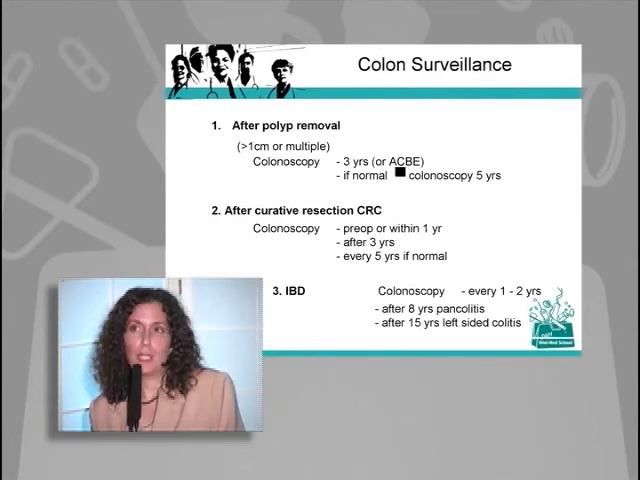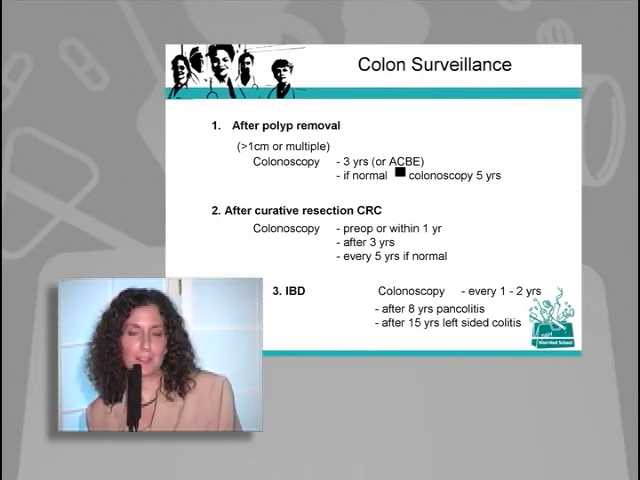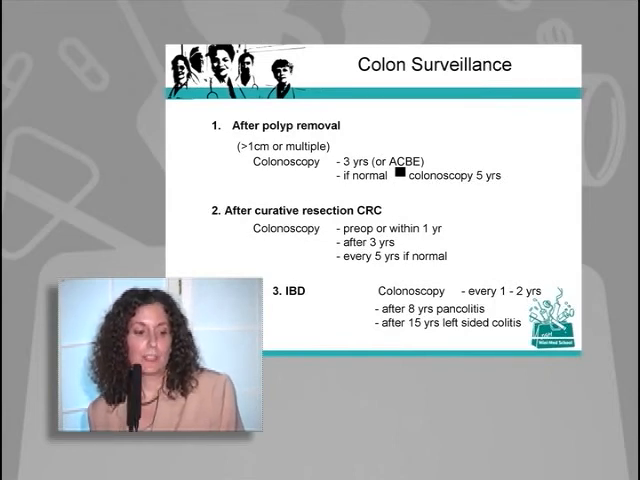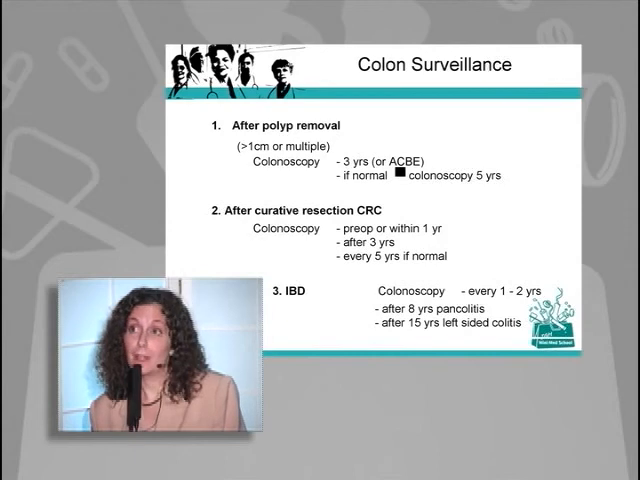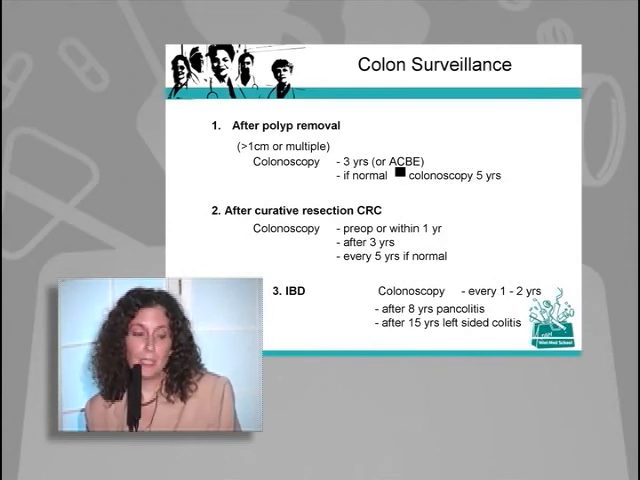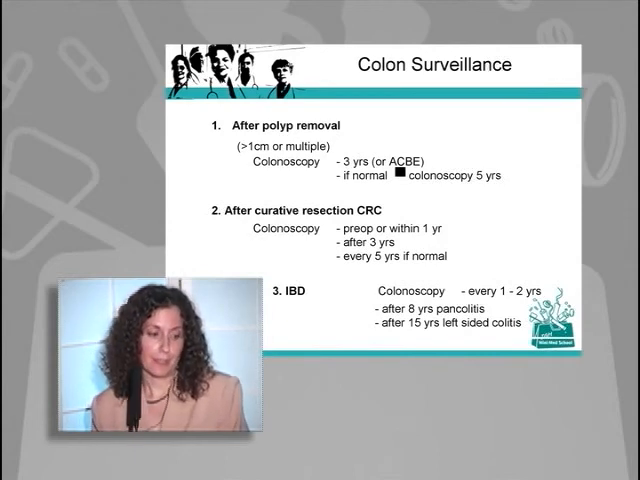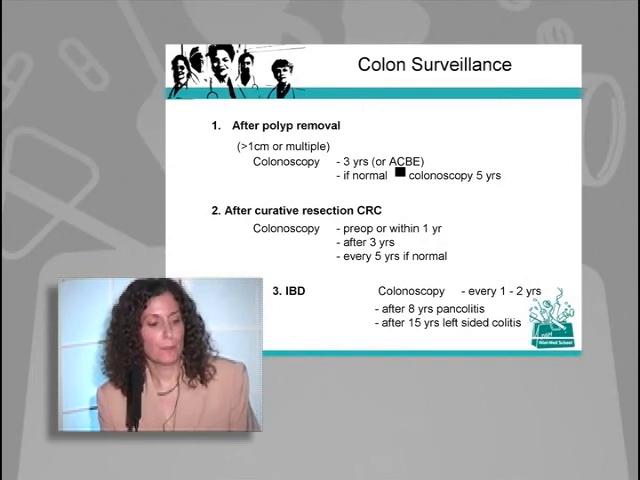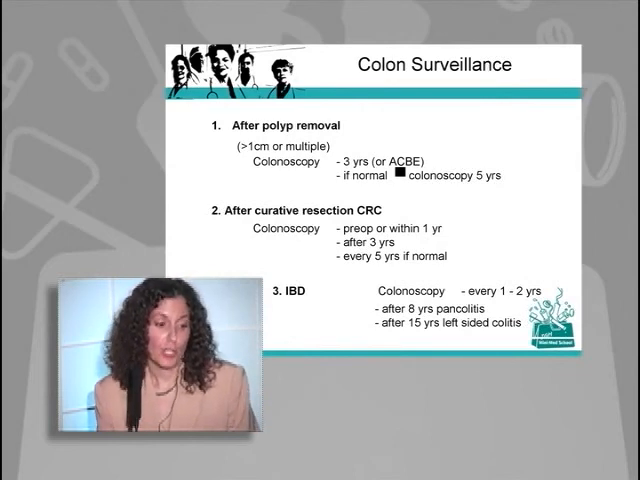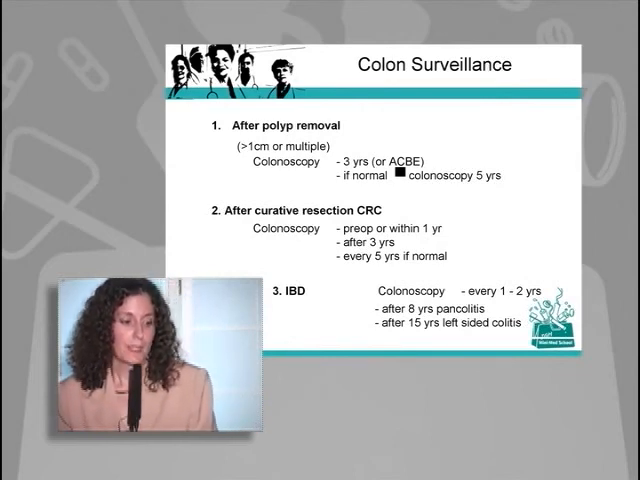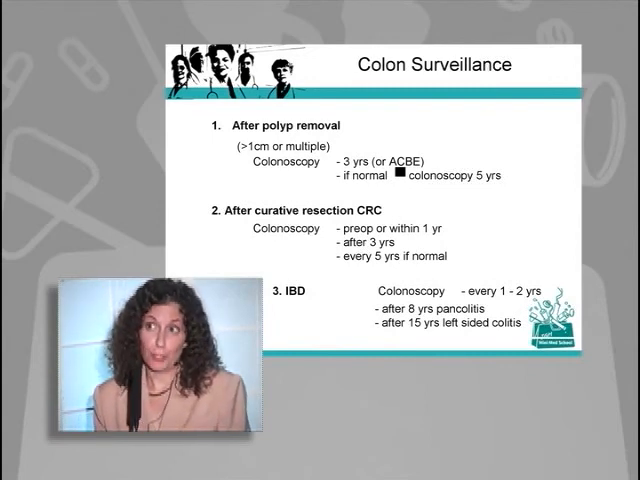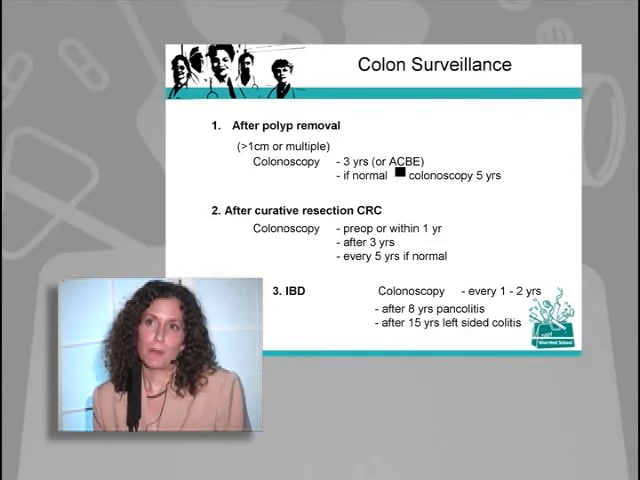So once you've had polyps removed, or you've had a cancer diagnosed and removed, or if you have inflammatory bowel disease, we talk now not about screening, but about surveillance of the colon, because you're more predisposed to developing another polyp or another cancer. So if you've had a polyp removed, and you've had either a large polyp or multiple polyps removed, then the next exam should be a colonoscopy that's performed 3 years later. And if that's normal, then it should be performed 5 years after that.